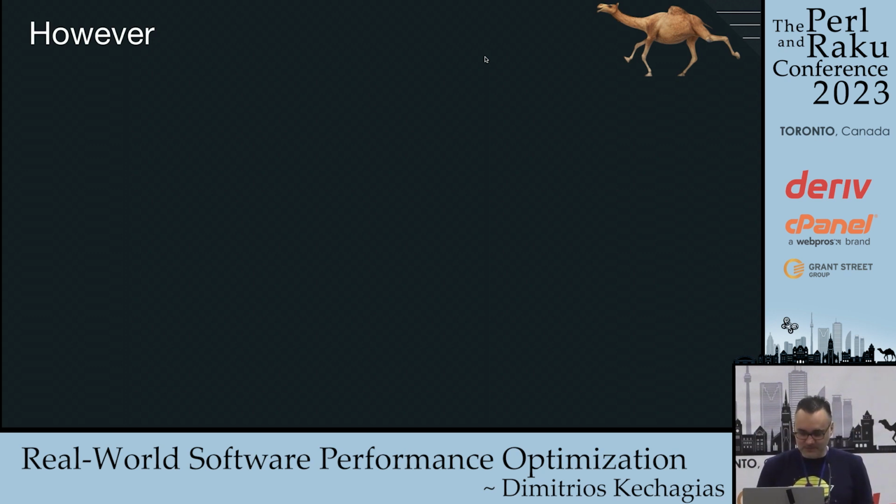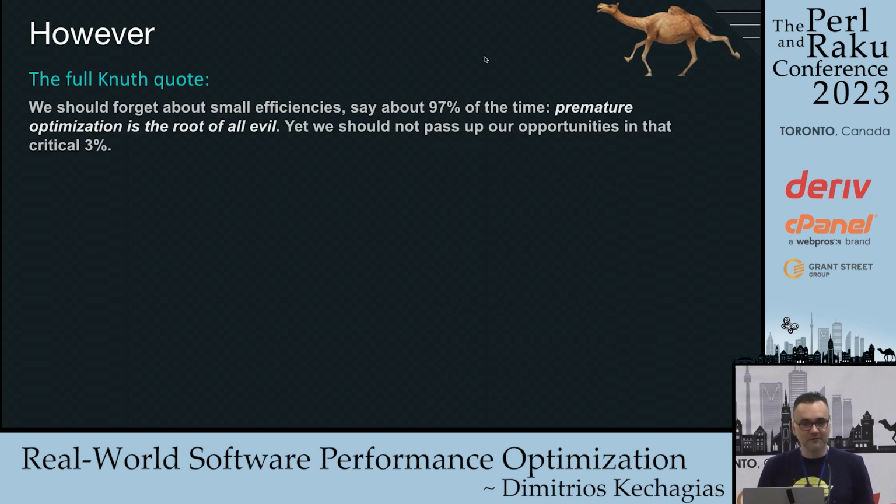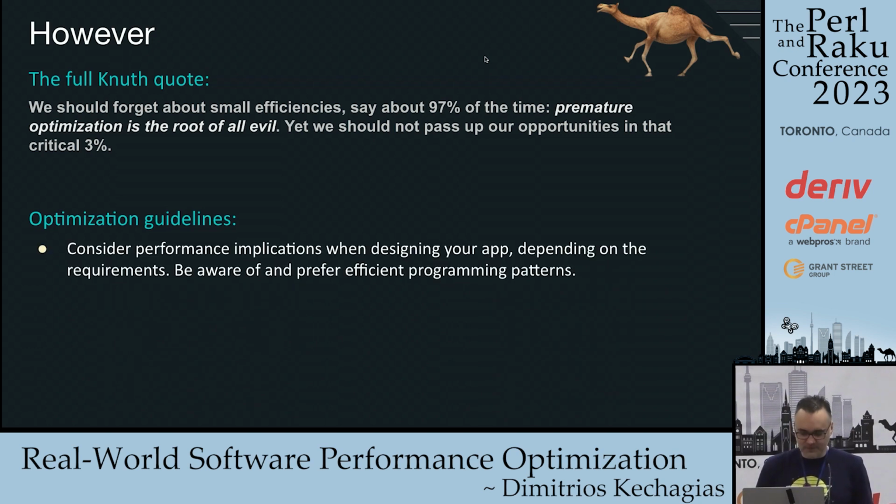However, this is just part of the full Knuth quote, which is, we should forget about small efficiencies, say about 97% of the time. Premature optimization is the root of all evil. Yet we should not pass up our opportunities in that critical 3%. So I would suggest some guidelines that are better than those rules.